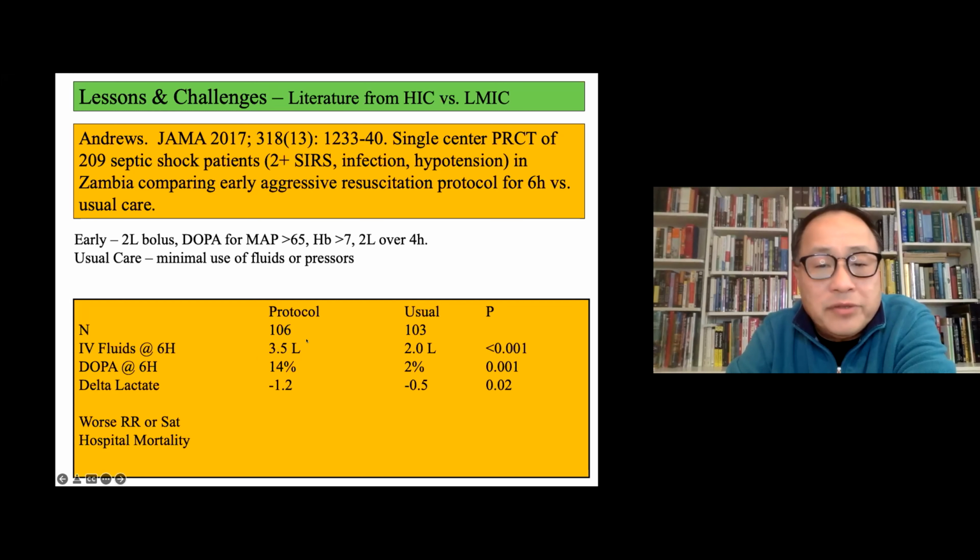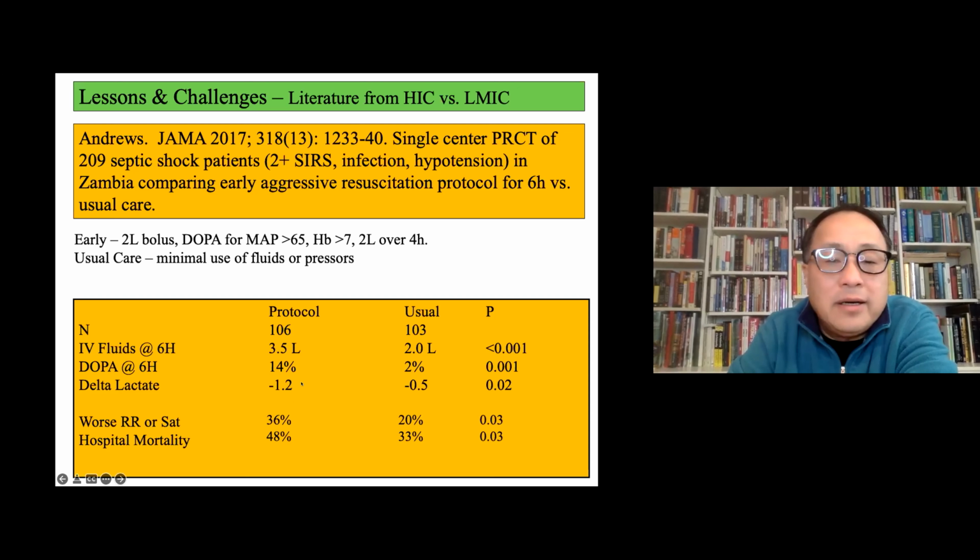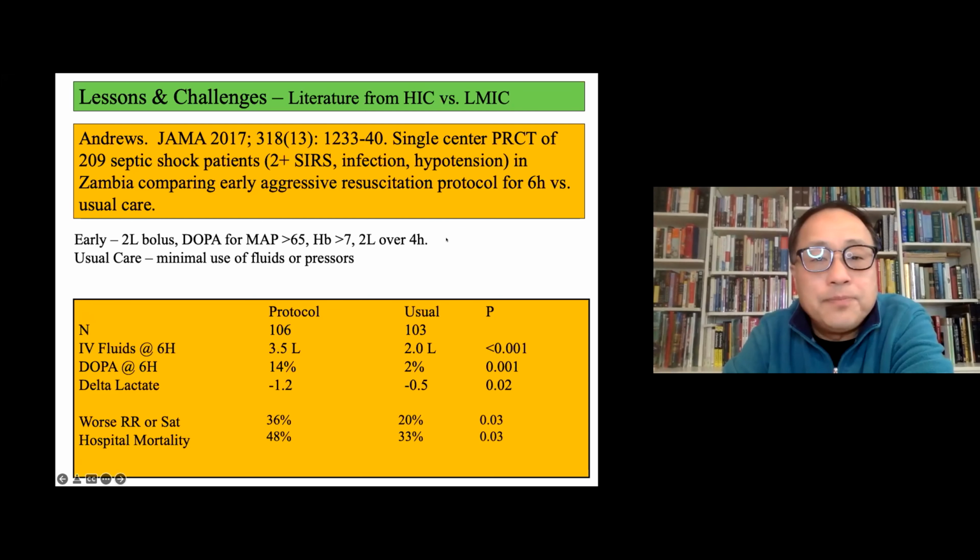resulted in more aggressive resuscitation with more fluids, more use of vasopressors, and they're able to demonstrate a faster lactate clearance. But again, just like the FEAST trial, it showed an increased mortality when you apply this strategy to sub-Saharan Africa. So at the very minimum, it suggests that you need to do studies in sub-Saharan Africa or in other low and middle income countries, rather than just simply applying what we find in the Western literature.